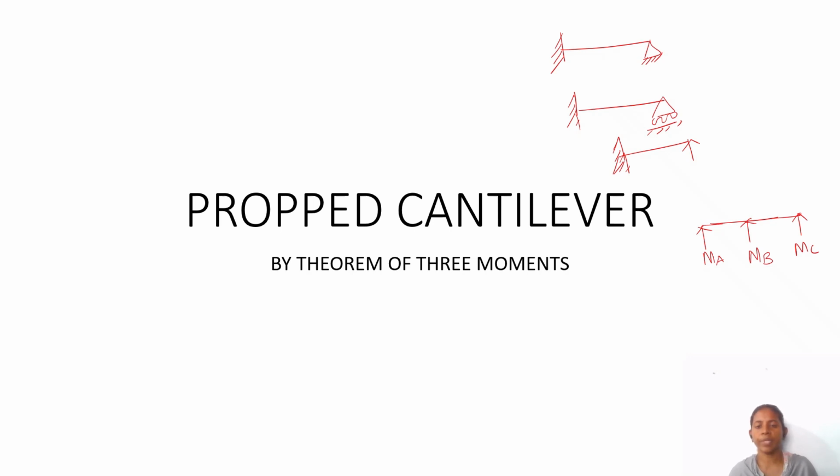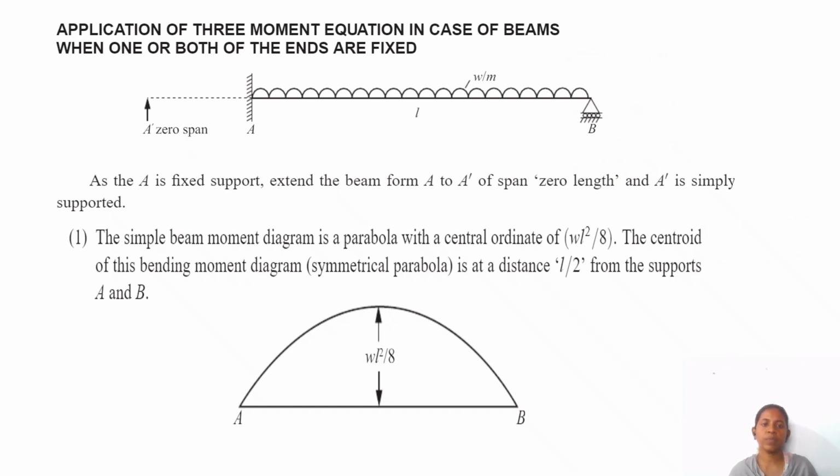But for the propped cantilever, there is only one span. How can it be done with the theorem of three moments? An imaginary support is considered on the left side to create two spans. Let us see one by one. So the application of the three moment equation in case of beams when one or both of the ends are fixed. First consider we are fixed at only one end and hinged at the other end. The beam is loaded with the UDL.